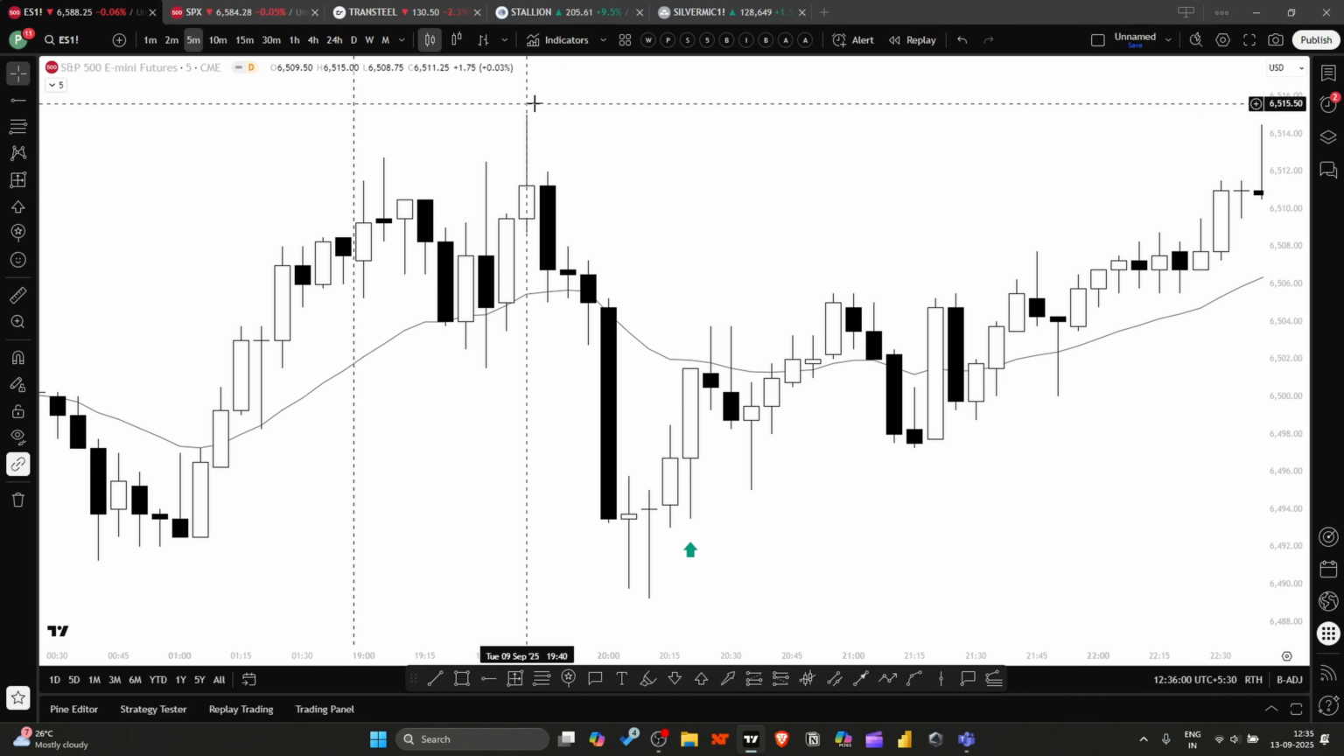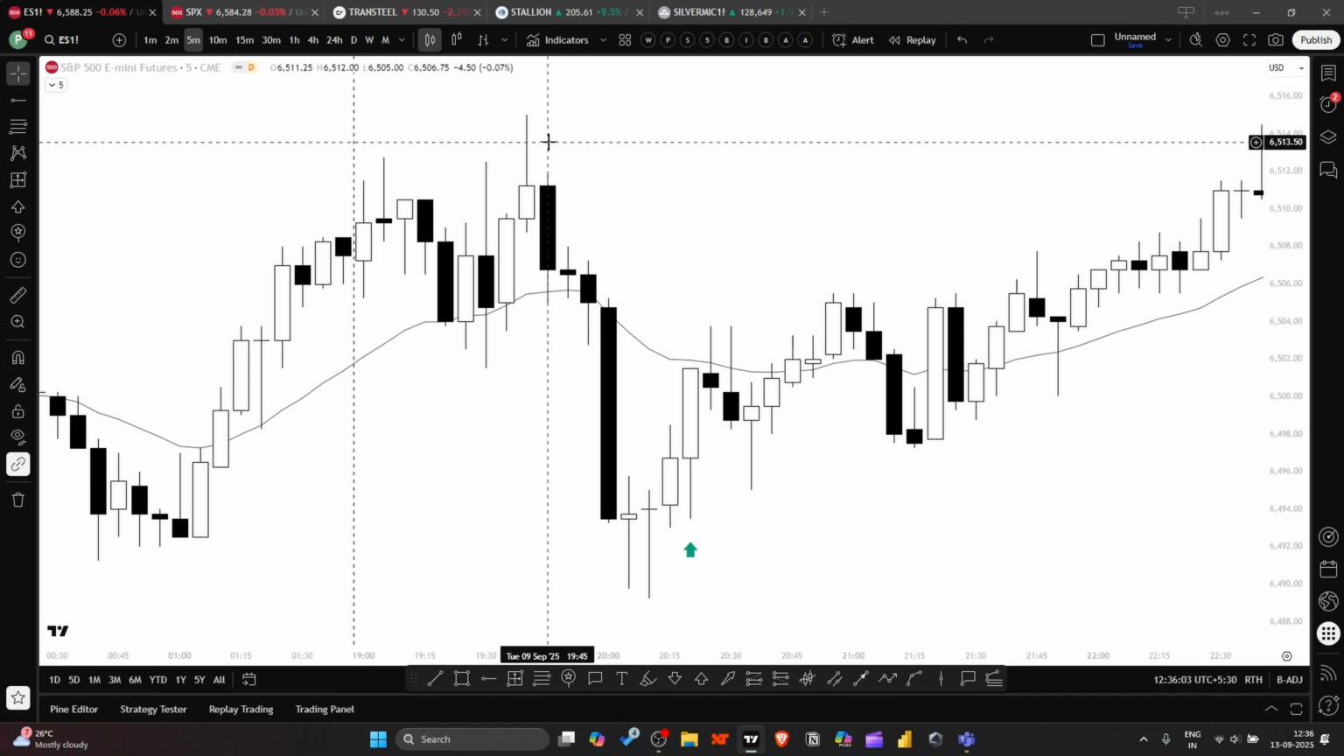This was a breakout bar. This was a follow through. Minimum follow through is what Elbrooks says. So, minimum follow through.